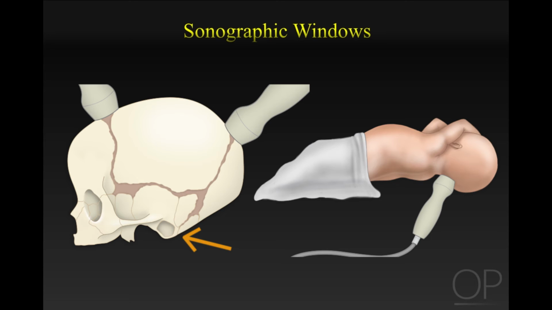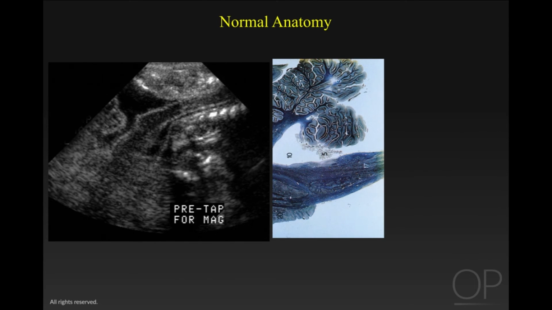The transducer can be rotated 90 degrees for another view of the posterior fossa. We've performed this view in very sick premature babies who have been intubated with the help of the neonatal nurse without any complications at all. Normal anatomy here is very well seen.